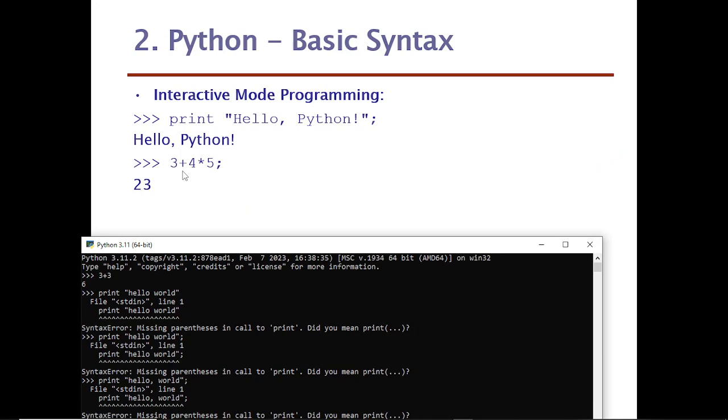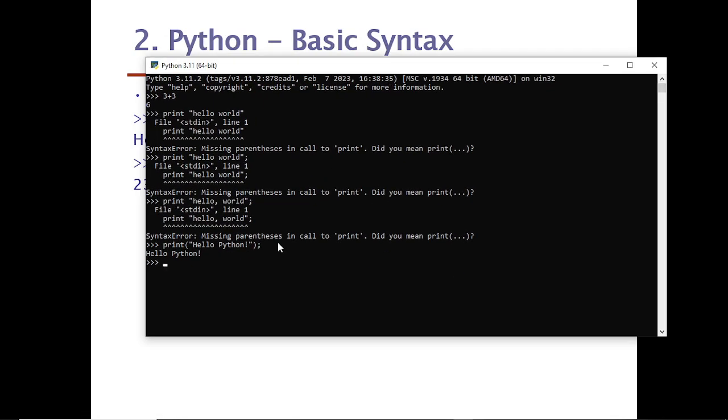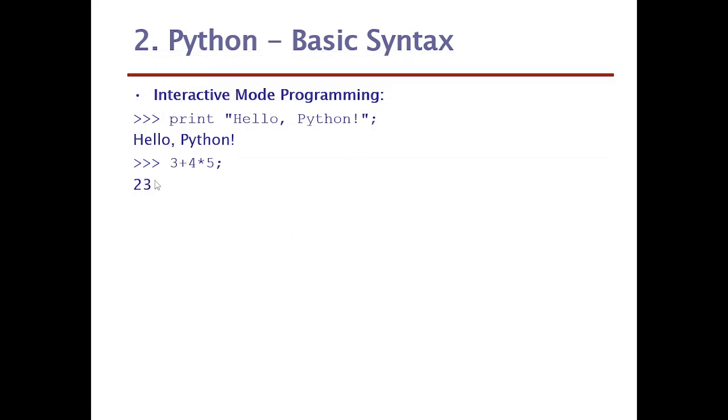Otherwise, when we put 3 plus 4 times 5, let us check, 3 plus 4 times 5. So it displays 23. So this is correct. So this is an example of interactive mode programming for Python.